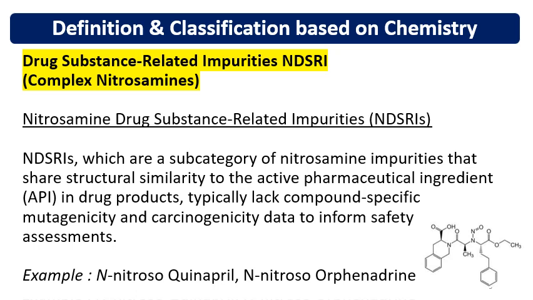Their structural similarity to the API or drug molecule leads to less potency or less mutagenicity, because the structure of these nitrosamines resembles the API structure. So it may be said that these have comparatively less potency or less mutagenicity potential. These typically lack compound specific mutagenicity and carcinogenicity data to inform safety assessments.